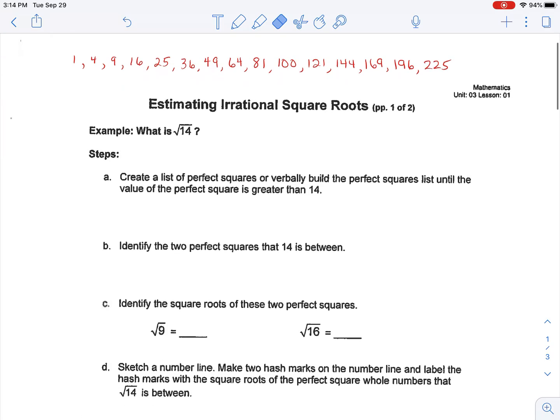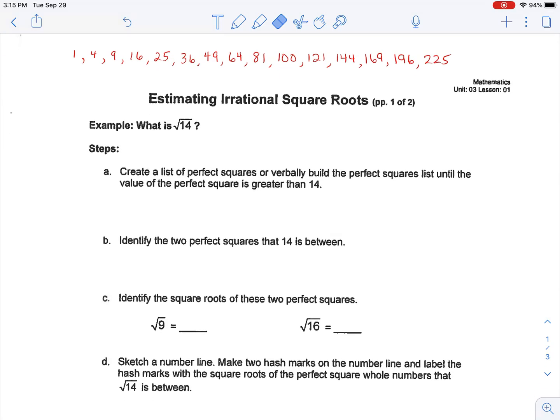Hi, everybody. Today our lesson is going to be on estimating irrational square roots. Remember that when we have a non-perfect square number underneath a radical symbol, when we're taking the square root of a non-perfect square number, we get an irrational number. Therefore, it's important for us to be able to estimate where that number is on the number line so that we can compare it to other real numbers.